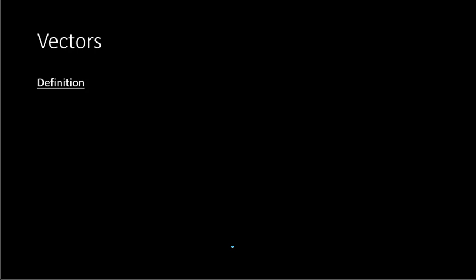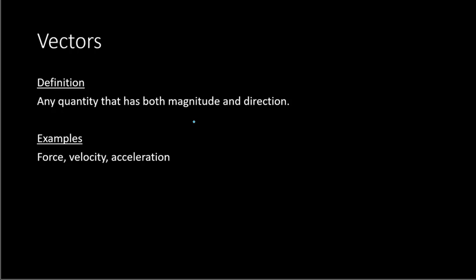Well, a vector, by definition, is any quantity that has both magnitude and direction. Magnitude meaning an amount or a quantity. So for example, force, velocity, or acceleration would be examples of vectors.